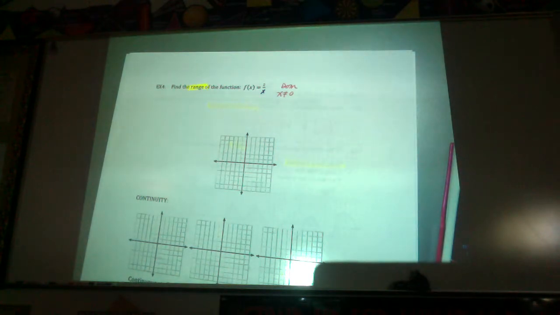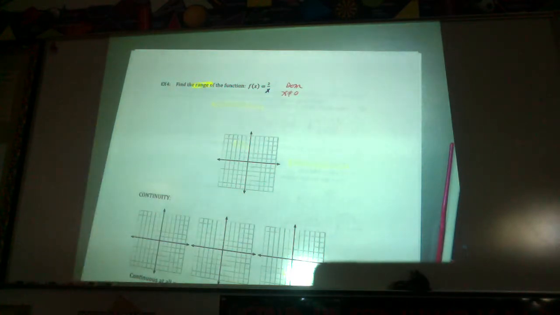Before you type it into your calculator and look at the graph, do you think there's any value that y could not be? Think of it in general terms. Can y be negative? Y is your f of x. Can the value of this fraction be negative? Yes, if x is what? Negative. So if x is negative, y is going to end up being negative.